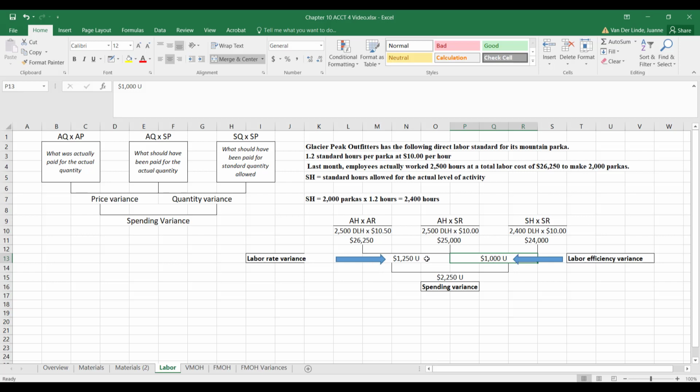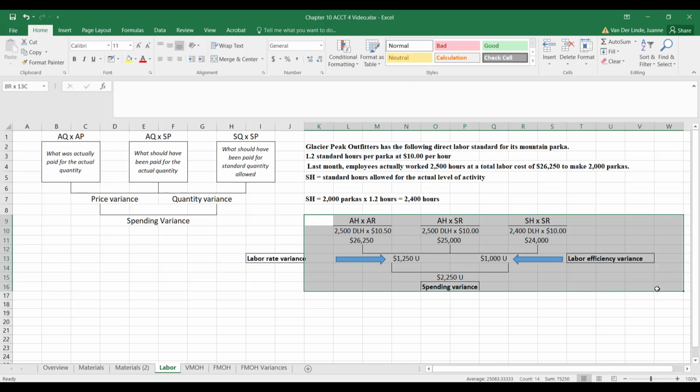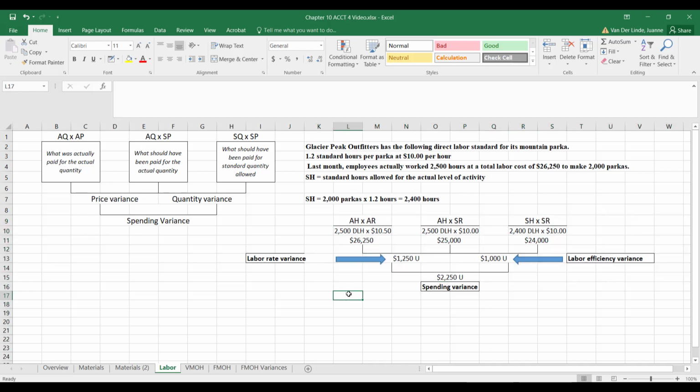All right, so we have an unfavorable rate variance, labor rate variance of $1,250, and an unfavorable quantity variance of 1,000. When you combine these, we can see both of them are unfavorable, so that leads to an overall larger spending variance of 2,250. And it's unfavorable because both of them are unfavorable. So our spending variance in terms of direct labor is $2,250.